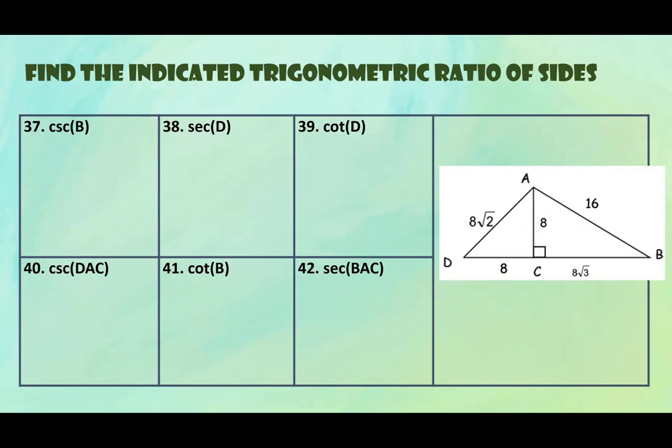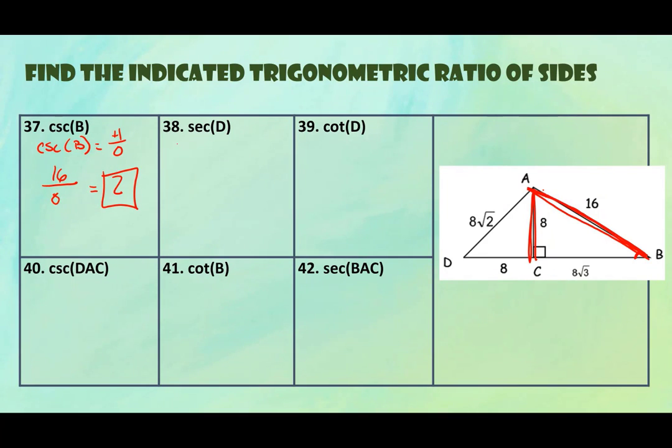So we're going to do some more examples, and these should look pretty familiar because we literally just used this triangle a couple minutes ago with our other 3 trigonometric identities. We have cosecant of B. So we're going to find B first. And if you guys remember, cosecant of B is the hypotenuse over opposite side. So we're looking at the hypotenuse, which is 16, and we have the opposite side, which is 8. So cosecant of B is going to reduce down to 2.